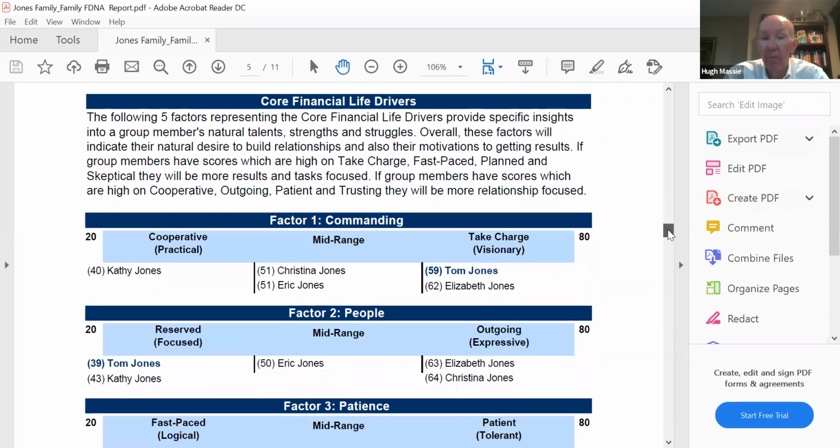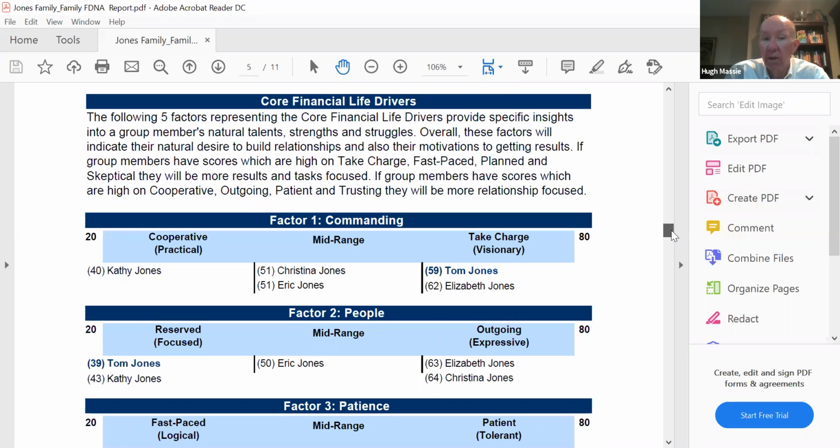Then in this area here, we start to see the differences more clearly. For example, the father, Tom, is reasonably take charge. His daughter is a bit more take charge. She's the one that wants to take over the business. The mother is a bit more cooperative. She wants to fit in. So we can start to see the differences in the family unit here.